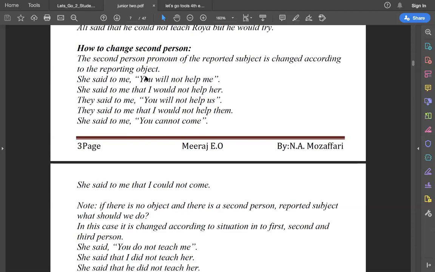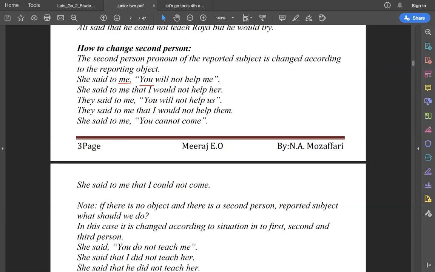She said to me, you will not help me. So here, you is the subject of our reported speech, and when you want to change it to indirect speech, you should change it according to the object of the reporting speech. Okay, so you is changed according to the object all the time here. Look at this example, how it is changed.